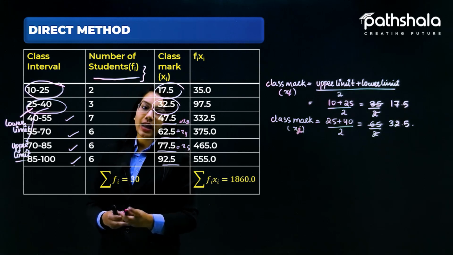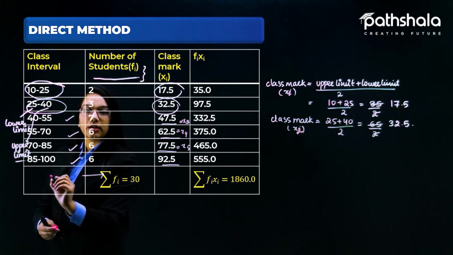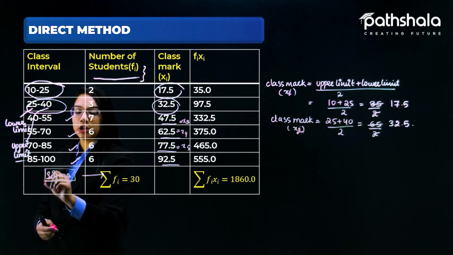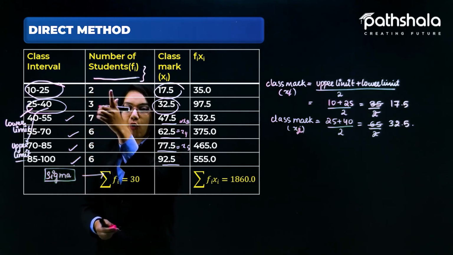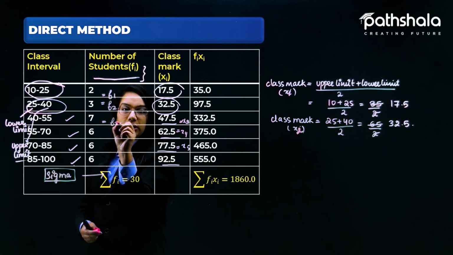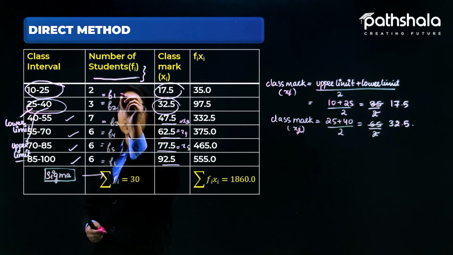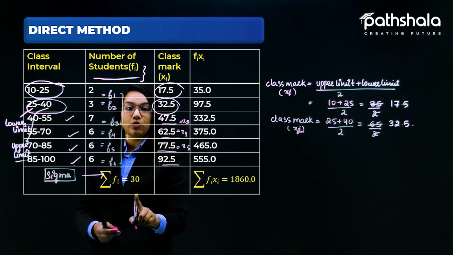And this symbol is a Greek symbol called sigma, which represents the sum of all the terms given over here. So sigma fi means we are taking the sum of all these frequencies, that is f1 plus f2 plus f3 plus f4 plus f5 plus f6, which is equal to 30.